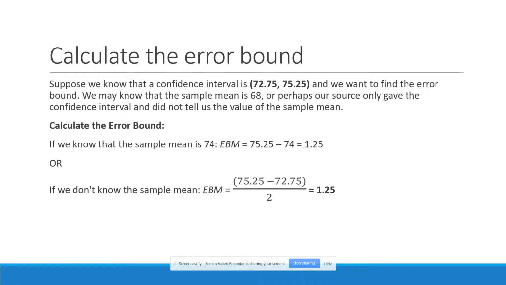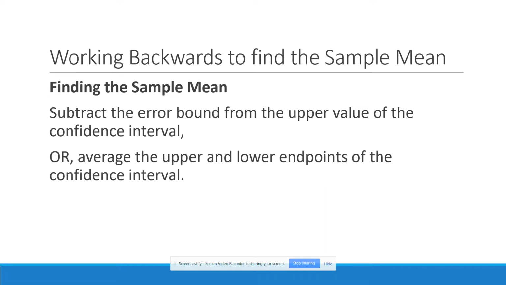So here we go. Suppose we have a confidence interval of 72.75, 75.25, and we want to find the error bound. Again, if I knew my sample mean, I could simply subtract it from my upper bound, or I can subtract my lower bound from my upper bound and divide by 2 to get 1.25. So my error bound for this is 1.25.